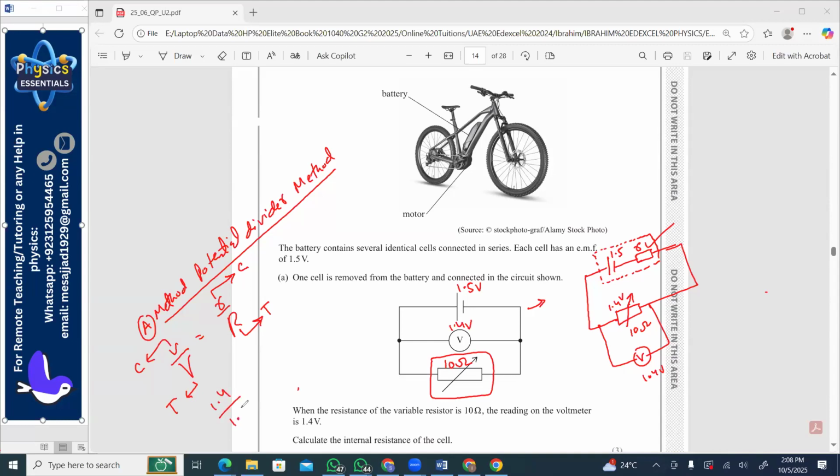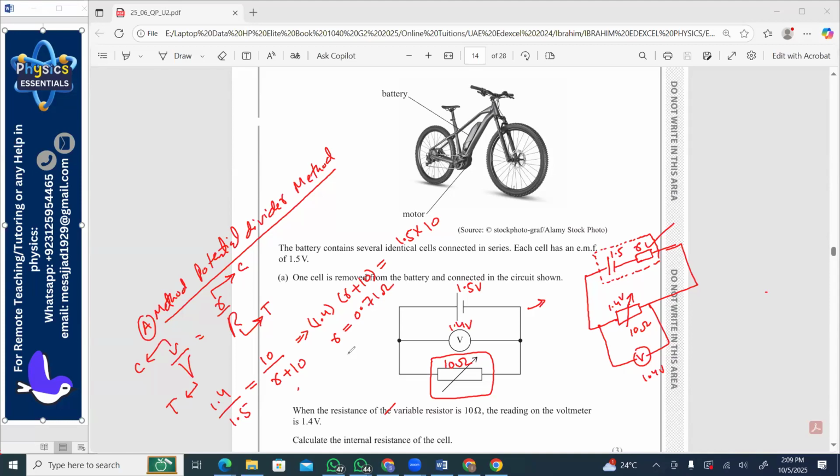the total voltage of the circuit is 1.5, equals, and for my chosen component the resistance is 10, and the total resistance should be 10 plus r, right? Because there is a small internal resistance in the circuit, and the resistance of our variable resistor is 10. So from here, you just do the cross multiplication, 1.4 times (r plus 10) equals 1.5 into 10, correct?